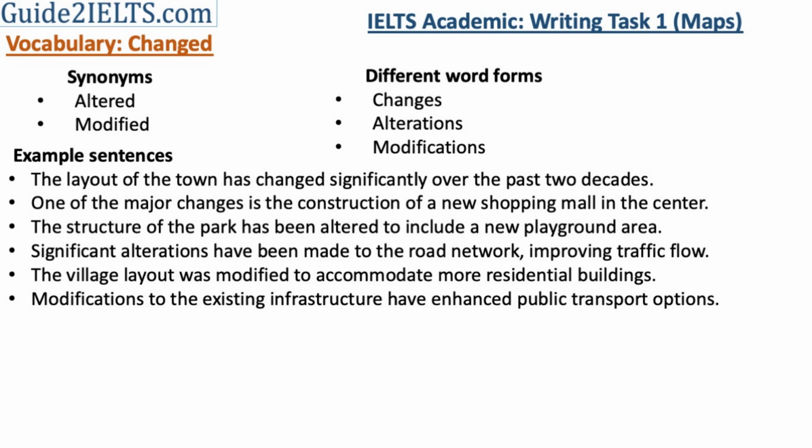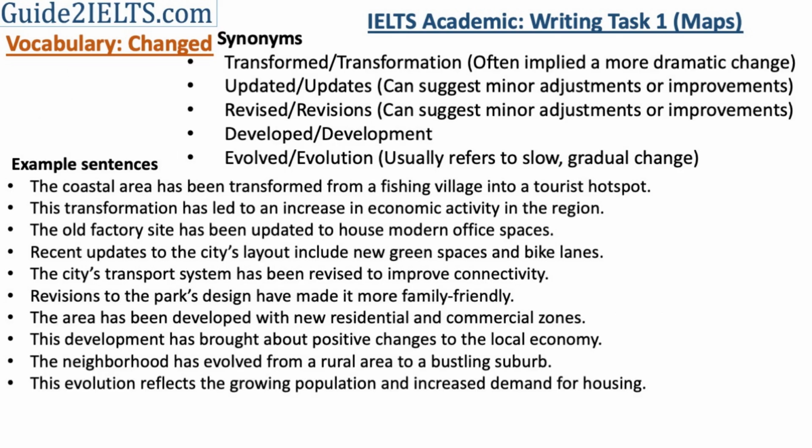Since writing about maps focuses on changes and similarities between two maps, a word that is often used is changed. We can also use altered and modified in its place. And to vary the vocabulary further, different word forms of these three can be used: changes, alterations, and modifications. Other synonyms that can be used include transformed, updated, revised, developed, and evolved.